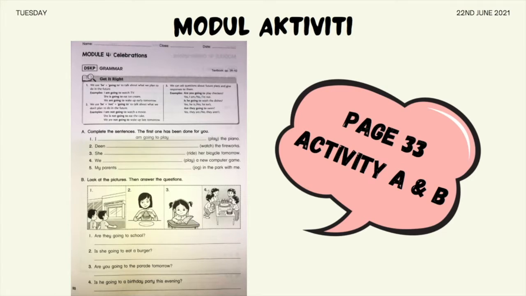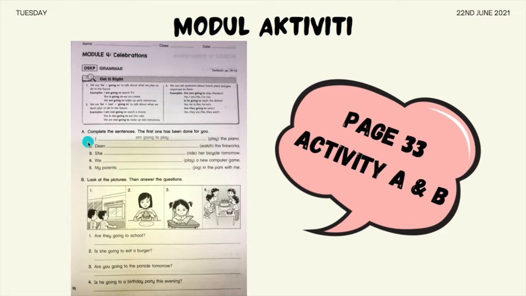Now, let's look at your module activity book, page 33. Look at activity A and B. If you don't have the book, please write on a piece of paper. If you have the book, look at page 33. There are 2 exercises, exercise A and exercise B. And there is a grammar part here. You can always look at it and please try to understand. Read it first.